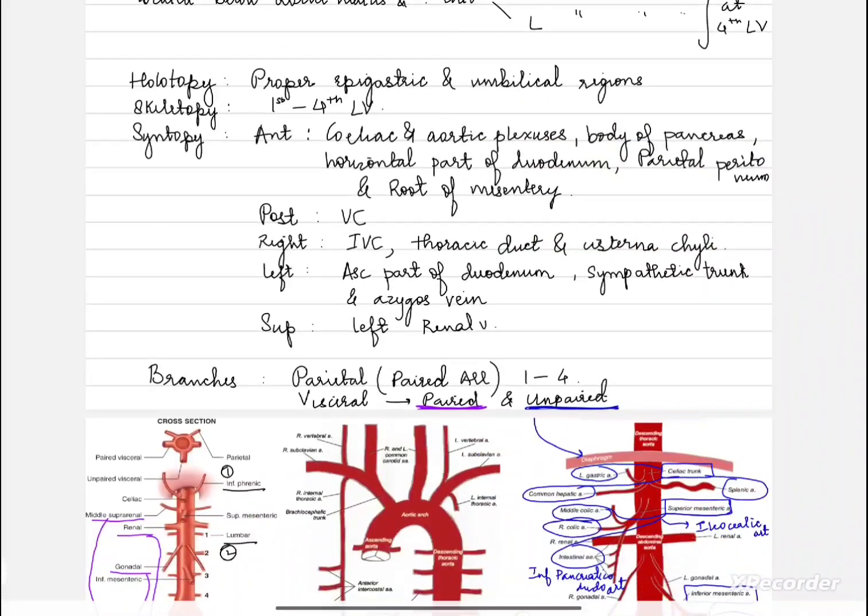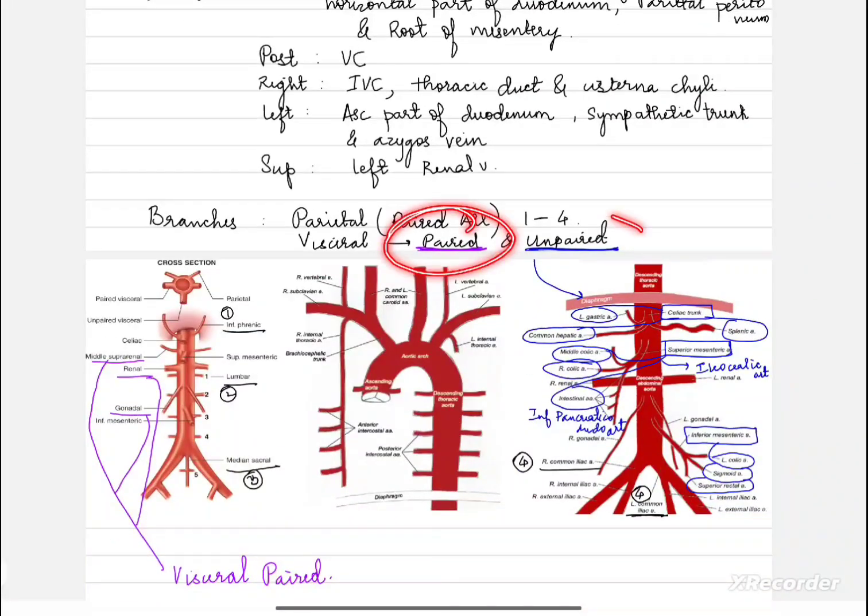Fine. Now next is visceral. Visceral is paired and unpaired. In paired, it is middle suprarenal, renal and gonadal. Gonadal is testicular and ovarian. And unpaired are celiac trunk, superior mesenteric and inferior mesenteric. Celiac gives gastric, hepatic and splenic artery. Superior mesenteric gives colic arteries, right and middle, intestinal artery, inferior pancreatoduodenal artery and ileocolic artery. Inferior mesenteric gives left colic, sigmoid artery and superior rectal artery.